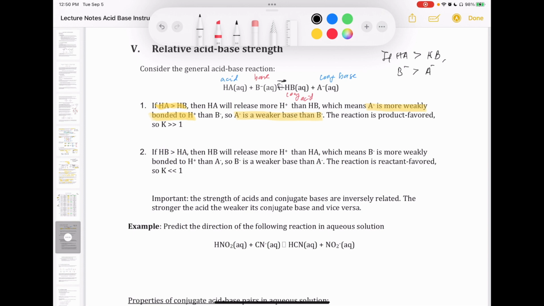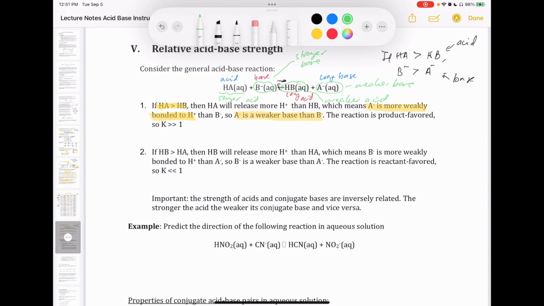Okay, so here we're talking about acid, here we're talking about base. If you look at HA and B minus, they're both on the left side. So that means we have the stronger pair on the left side, right? So we have a stronger acid. Again, not strong necessarily, but just stronger, okay? Then B minus is the stronger base. HB is the weaker acid. A minus is the weaker base.